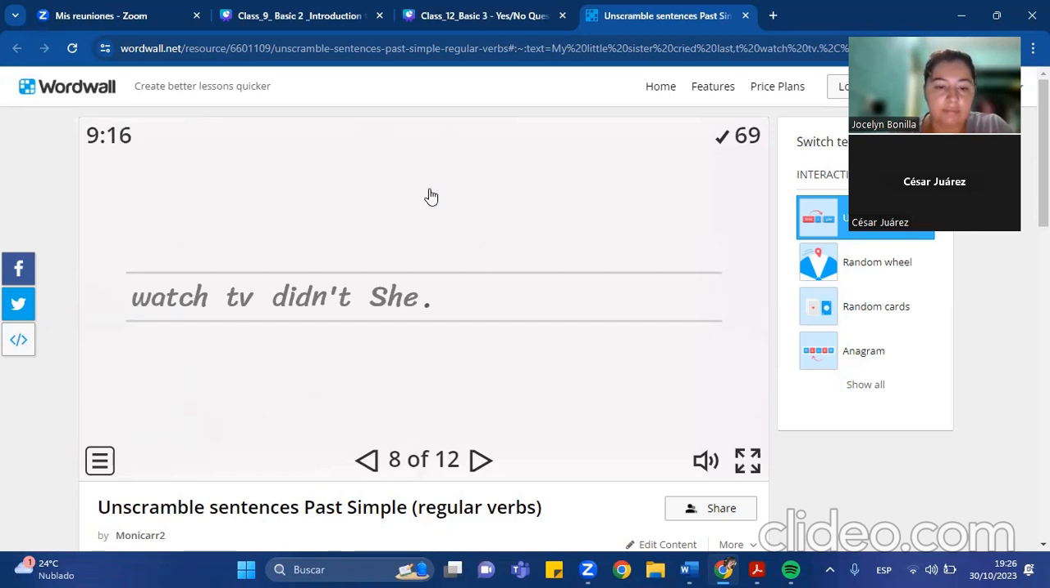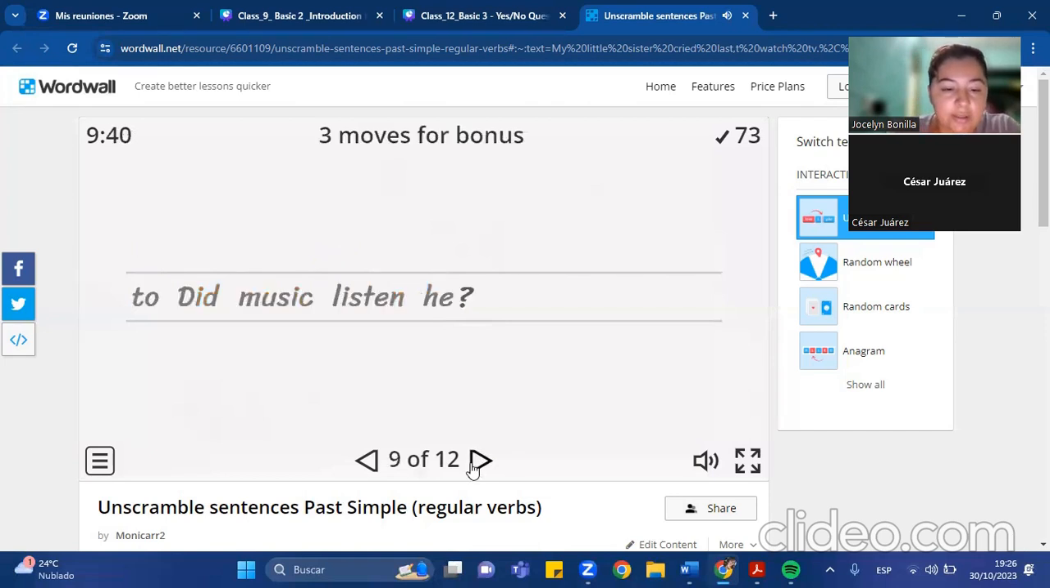She didn't watch TV. You didn't watch TV. And why don't I have watched here? ¿Por qué no tengo watched? Porque se ocupa en su forma base. Aha, because we're using the base form because of the auxiliary. Good. And what about this one?